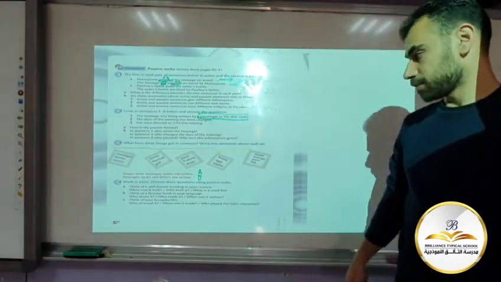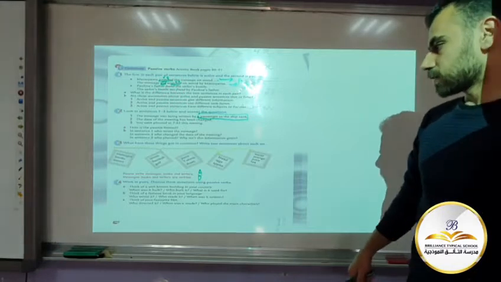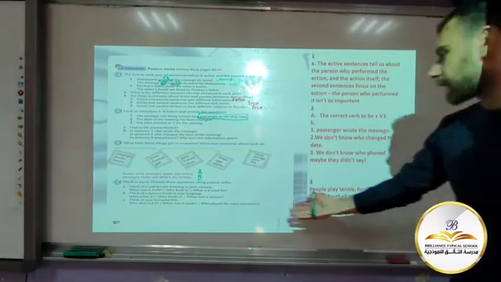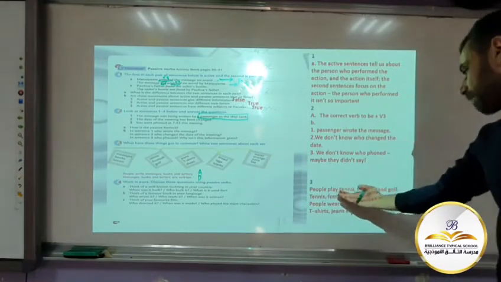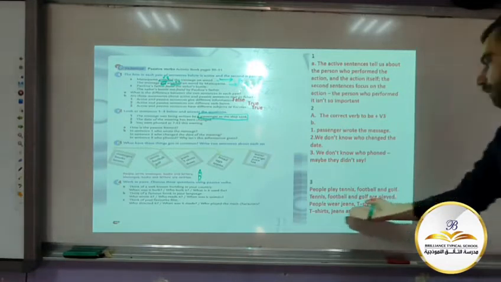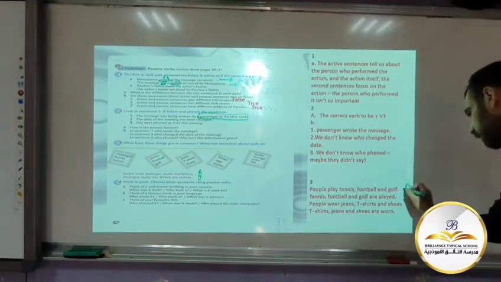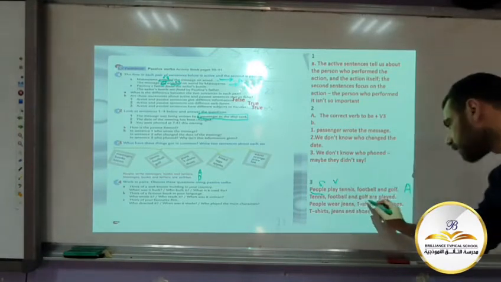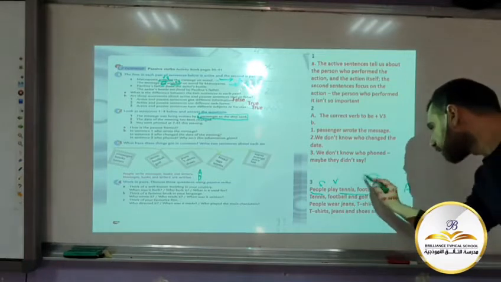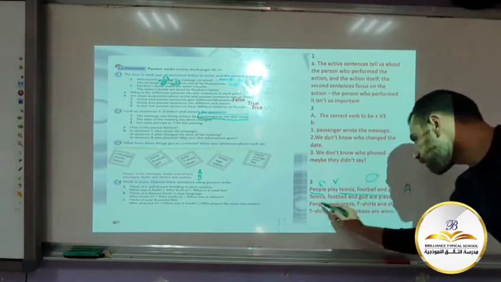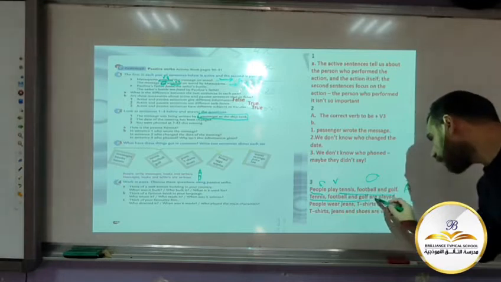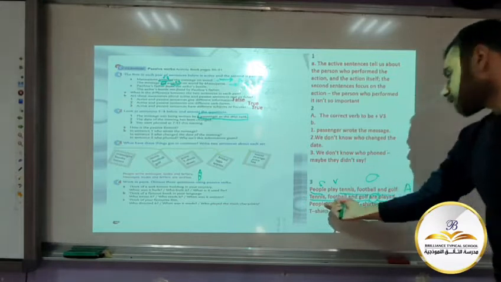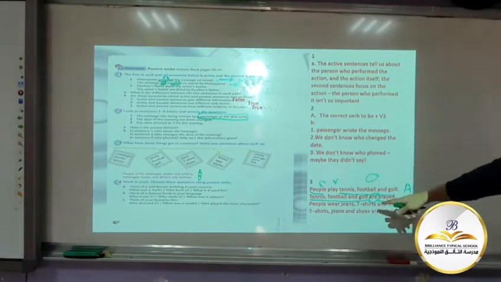Okay, now we finished. Let's take a look at the answers. What are we going to say? Here we are going to say, people play tennis, football, and golf. This is the active, and this is the subject, and this is the verb, and this is the object. We are going to take this object, put it at the beginning here, and do some changing. So here we are going to say tennis, football, and golf are played.